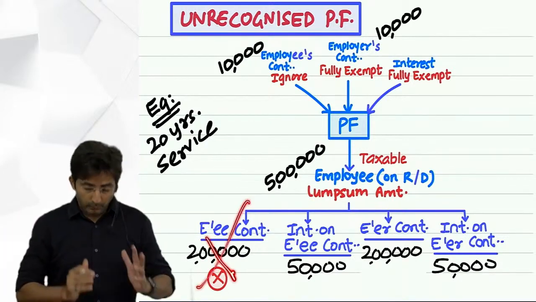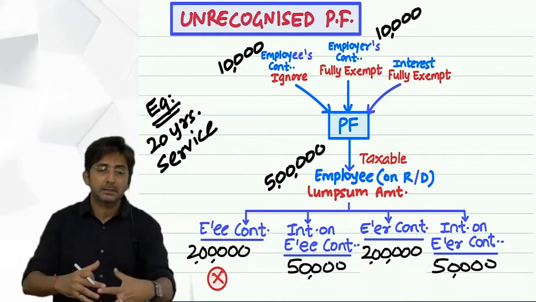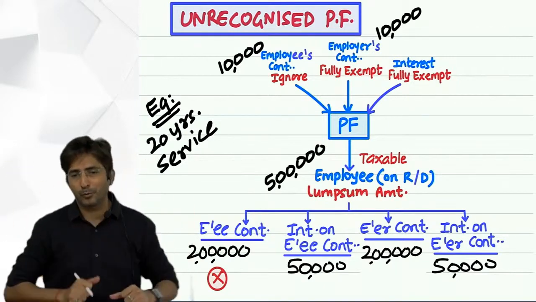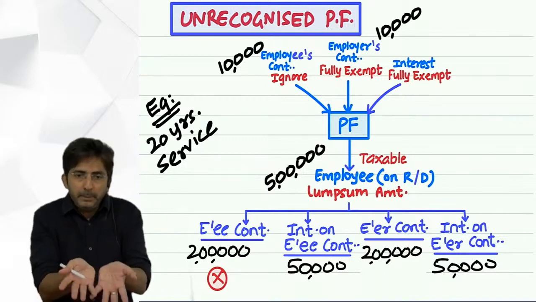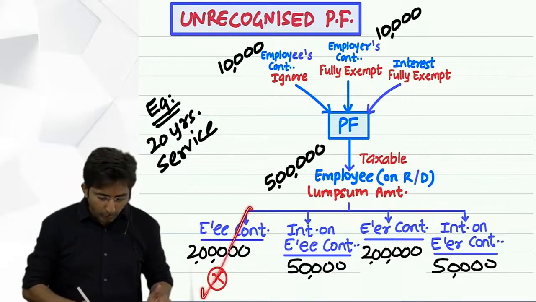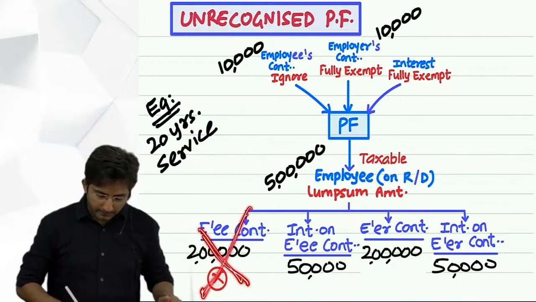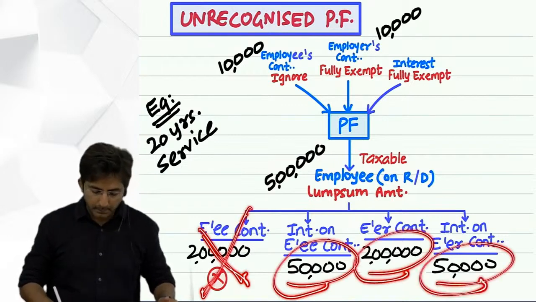Okay. Although we say that unrecognized provident fund will be taxable, but not the employee's contribution. Because the employee's contribution comes from basic, and basic is independently taxed on a gross basis. So this should not be taxed. But this will be taxable. Why?